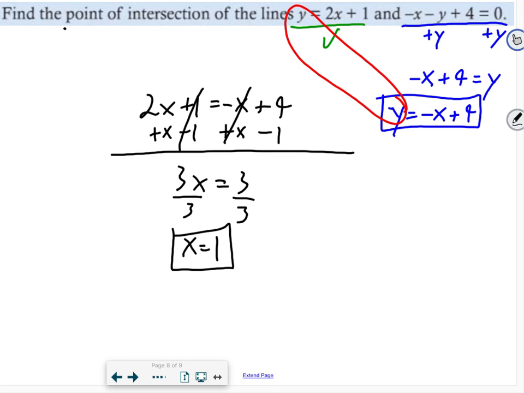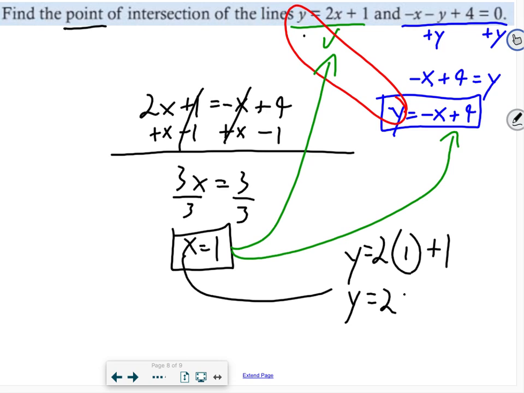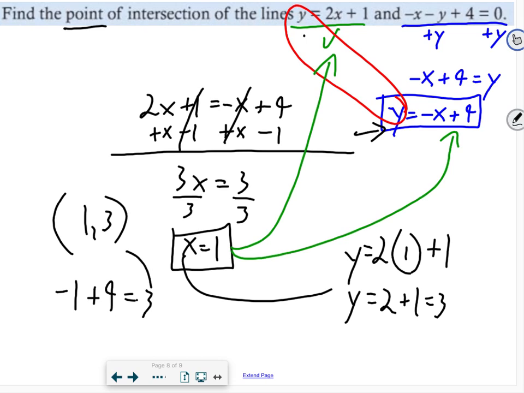Okay. Now, since it's a point, I also need to know my y value. Well, I can find a y value by plugging it in to either one of my equations, either that equation or that equation. So I'm just going to pick the first one, and I'm going to say that y is equal to 2 times my x value, 1, plus 1. So I get y equals 2 plus 1 is equal to 3. So my point is 1, 3. I can verify this by the other equation. So using this one, negative 1 plus 4, and I simplify that out, that is equal to 3. Again, the same y value. So that point satisfies both of my equations.